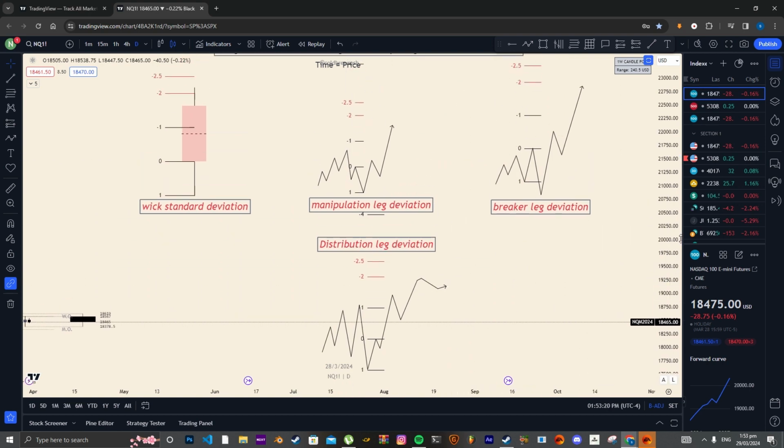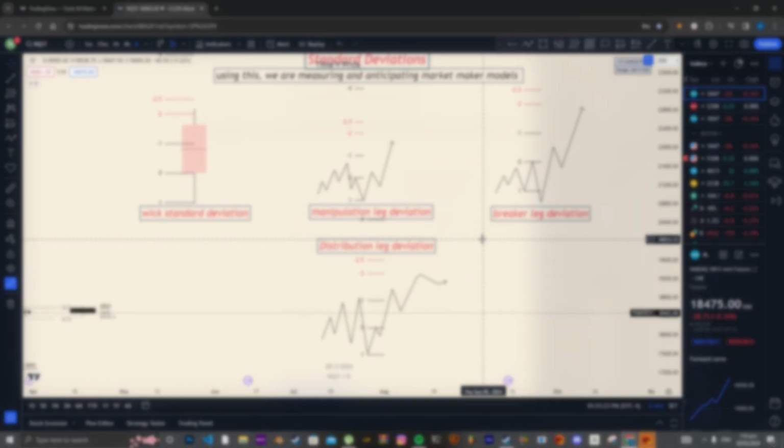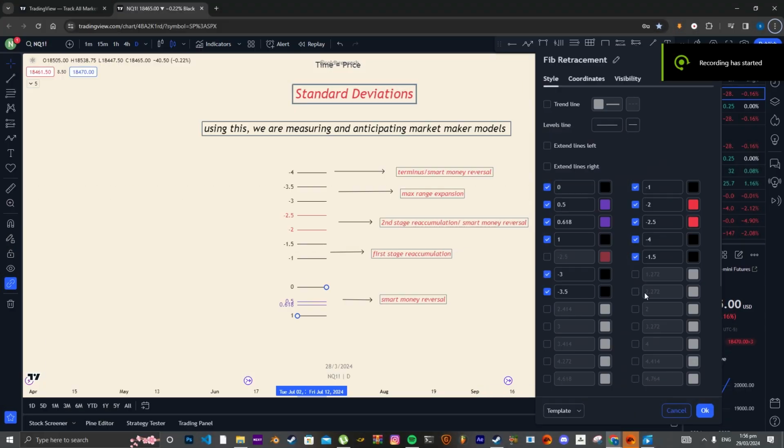So I'm going to break down a little bit more of the cycles and what they mean. I'm going to be showing you guys my FIB settings, so you're welcome to copy this and use it yourself. I'll preface that I mainly focus on the 1, -2.5, -2, -1, and -4 deviations. I just prefer to have fewer lines on my chart, but if you want to be more precise, you can have the -3, -3.5, -1.5, and the OTE levels at 0.5 and 0.618. You're welcome to take a screenshot of these.